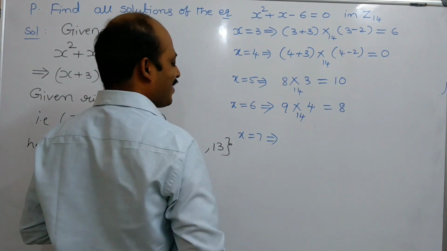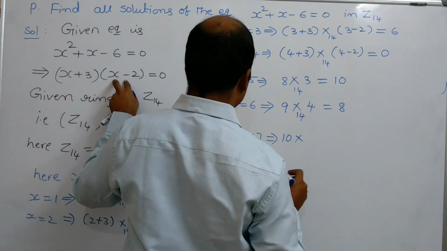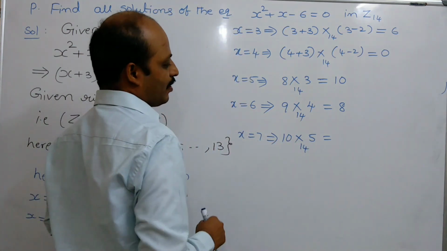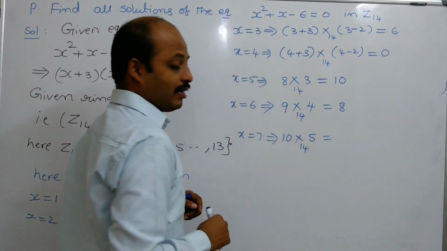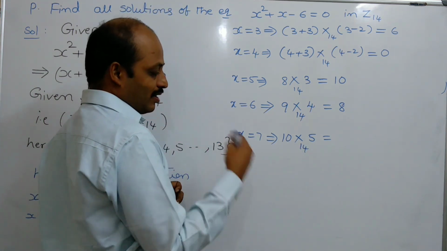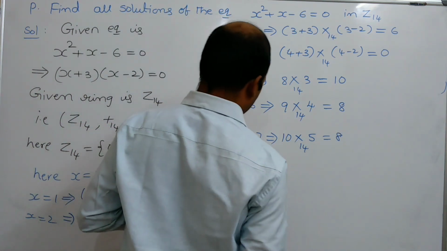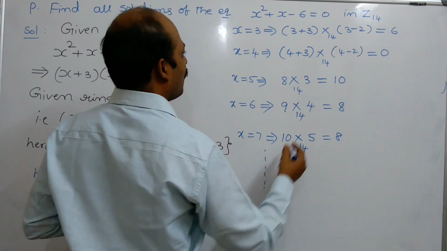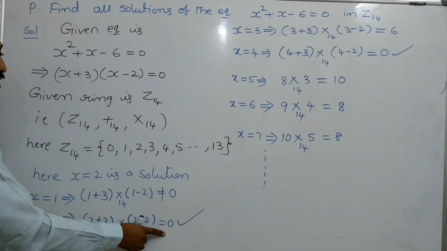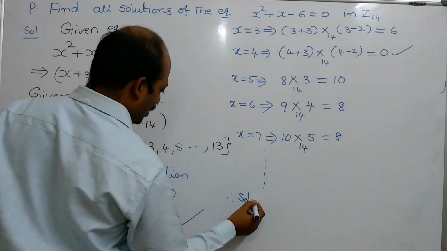x is equal to 7. 7 plus 3, 10, into 7 minus 2, 5. Multiplication modulo 14. 10 5s are 50. 14 3s are 42. Again the remainder is 8. So you can check like this. Where you get 0, it gives a solution. If you get 0, it is a solution.